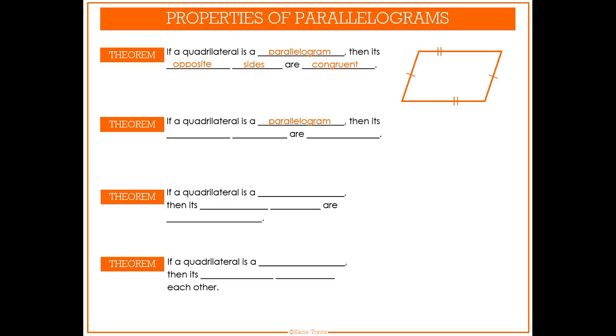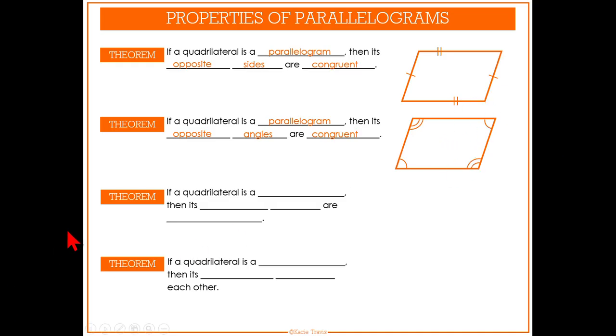Next one, if a quadrilateral is a parallelogram, then its opposite angles are also congruent. So, not only are these opposite sides in this shape congruent, the opposite angles are also congruent. Remember when we think of opposite, opposite means that we're not touching. So this is not touching this. That makes them opposite. This angle is not touching this angle. So they are also opposite. So that'll let you know that these guys are congruent. Not everything, but just the ones that are opposite each other.